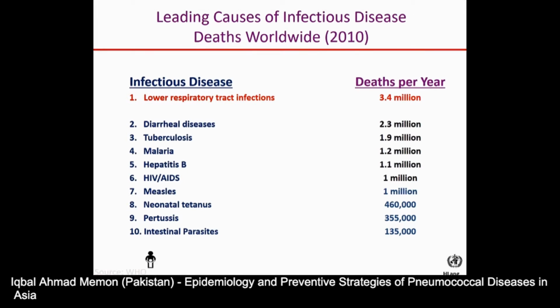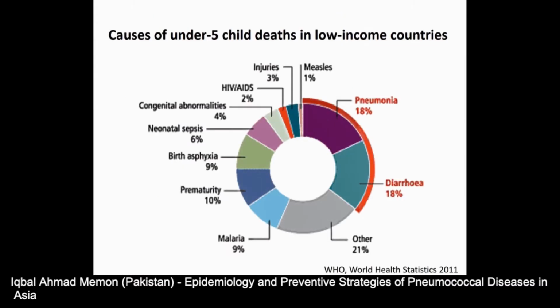Infectious disease is the leading cause of death worldwide, and you can see that respiratory tract infections are the leader in that segment. If you look at under-5 child deaths in low-income countries, then pneumonia and diarrhea are the two major leading causes of death in those countries, besides the neonatal part. If you take the three, they will make almost the whole thing.